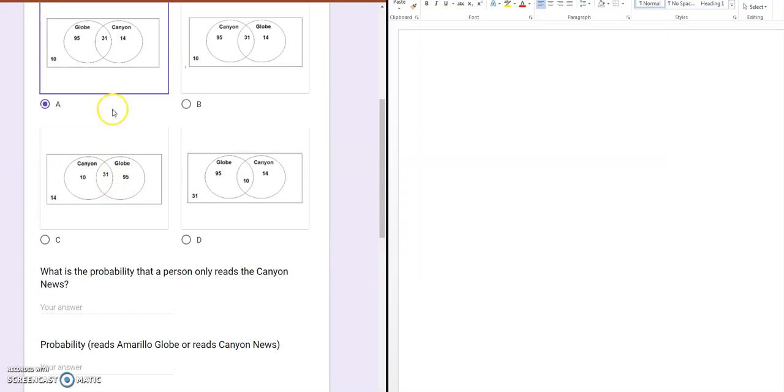Then we need to use that Venn diagram to answer some probability questions. What's the probability the person only reads the Canyon News? Well, there's 150 people total, and 14 of those only read the Canyon News. We're going to make sure we simplify this. That's a 7 over 75.